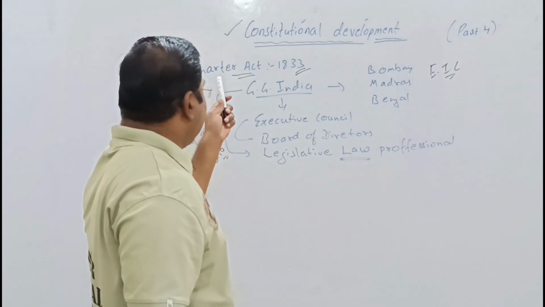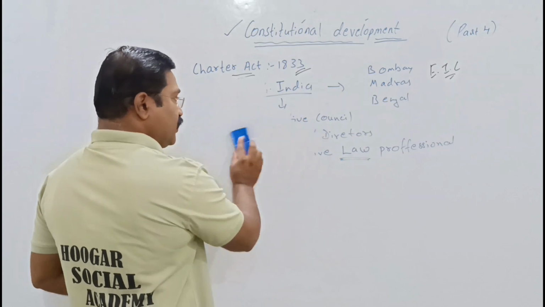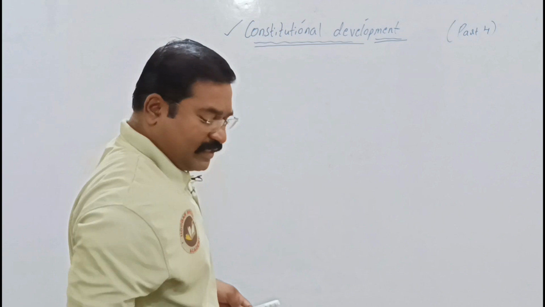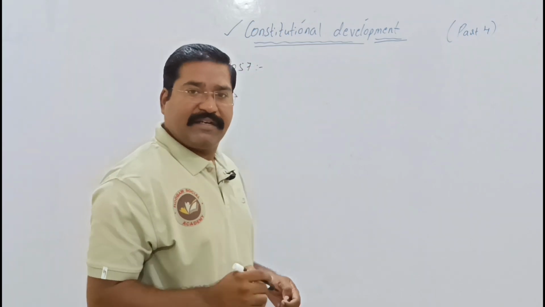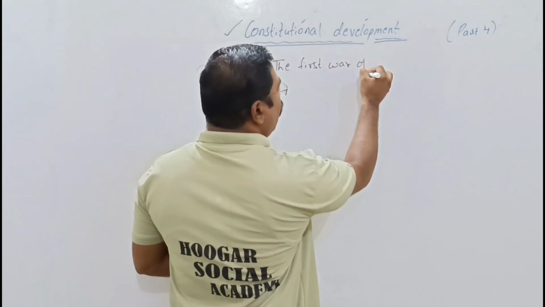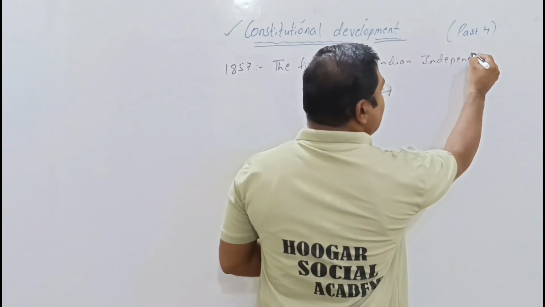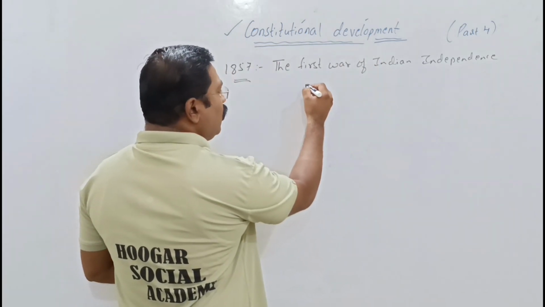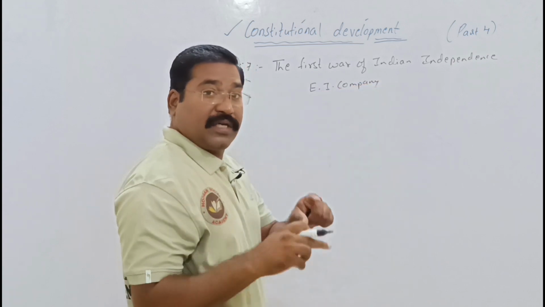In the very next Charter Act of 1833, the Company got the opportunity to stay for the next 20 years in the country called India. But what we see is that in the year 1857, the first war of Indian independence takes place, which disturbs the whole East India Company throughout India.